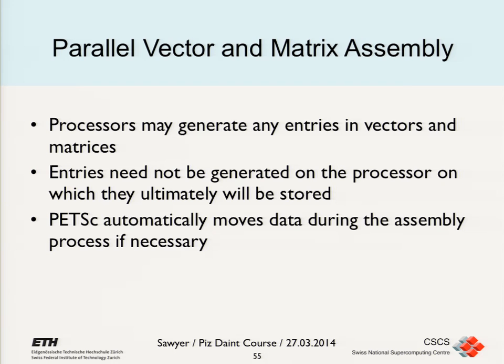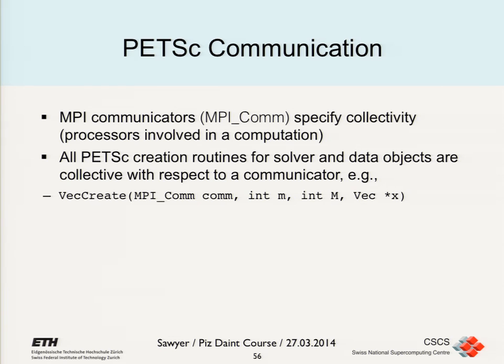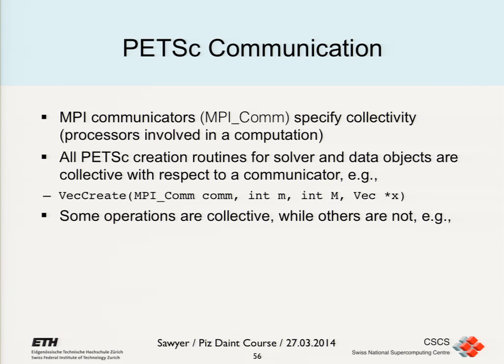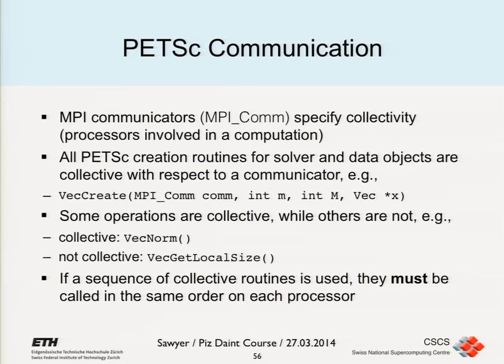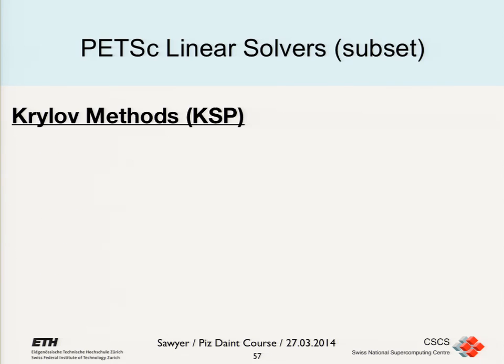So maybe we even get an example here. Oh, no, this is the communication. Yeah, here we are. So you create a vector, right? This is a collective operation. Every process has to do this. Some operations are not collective, for example, getting the local size of a vector. Most are collective, like calculating a norm of a vector. They have to be called in the same sequence, in the same order.